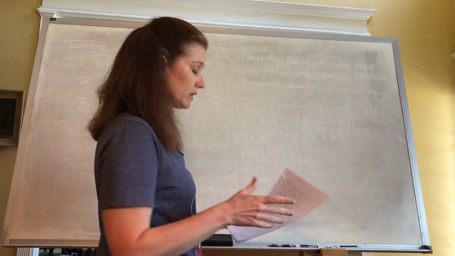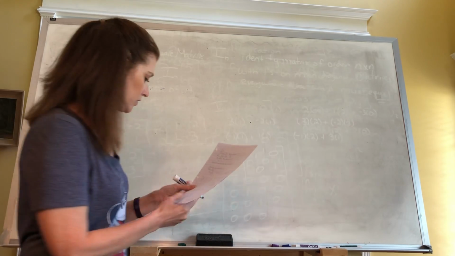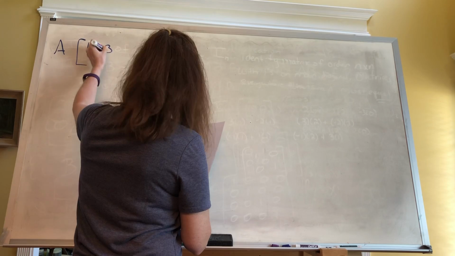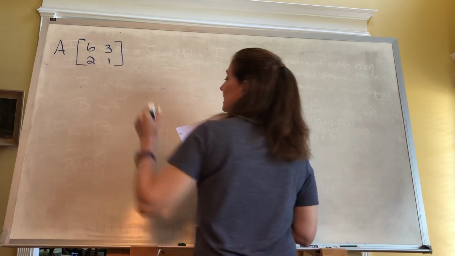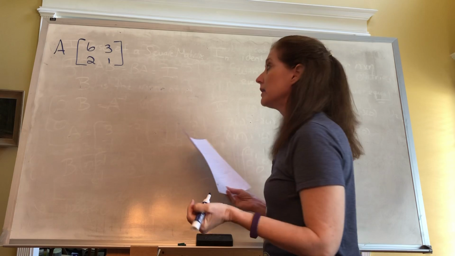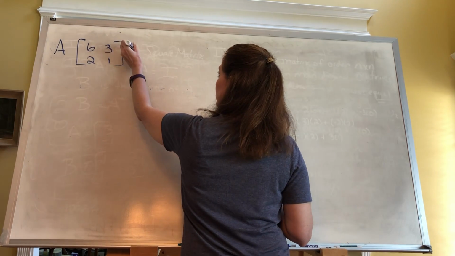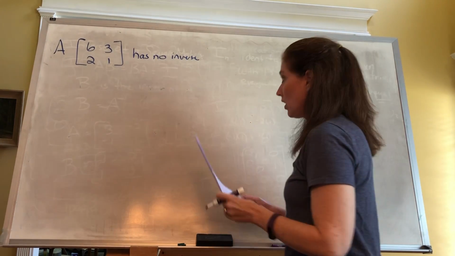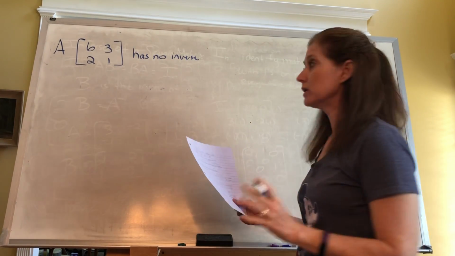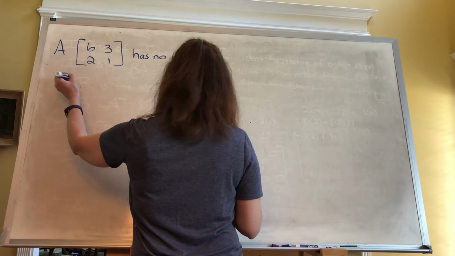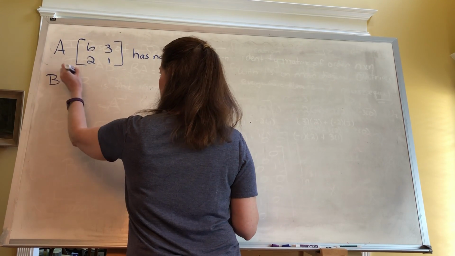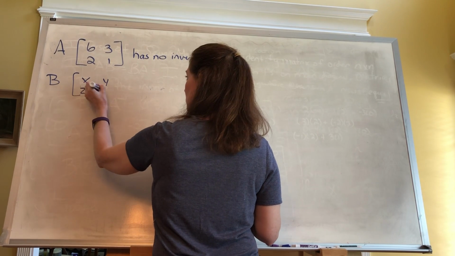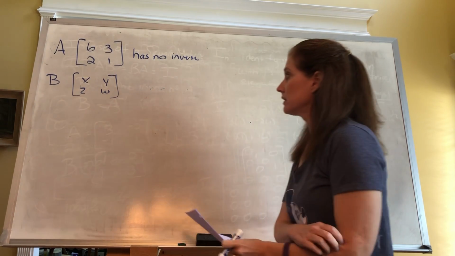All right, another example is we're going to prove that this matrix A has no inverse. Remember I said that not all matrices have inverses. So we're going to prove that this one has no inverse. The way we're going to do that is we're going to come up with matrix B. Matrix B is going to have X, Y, Z, W.